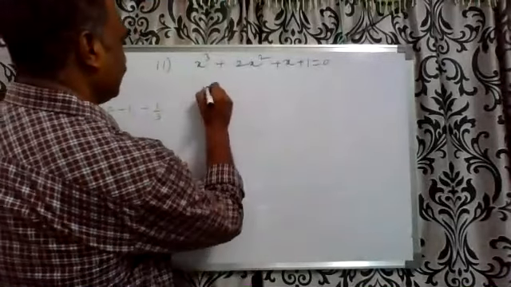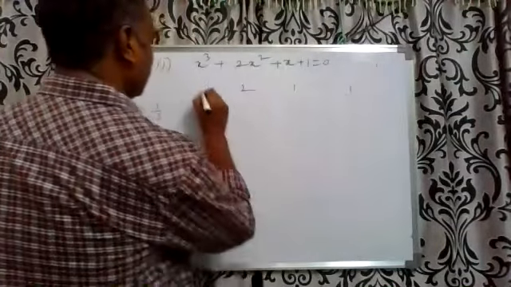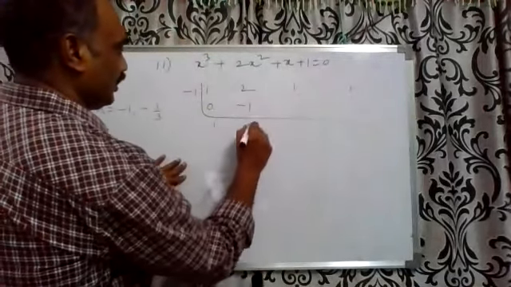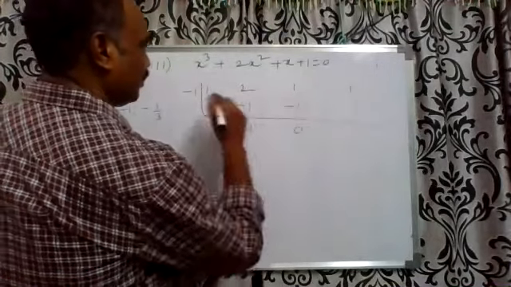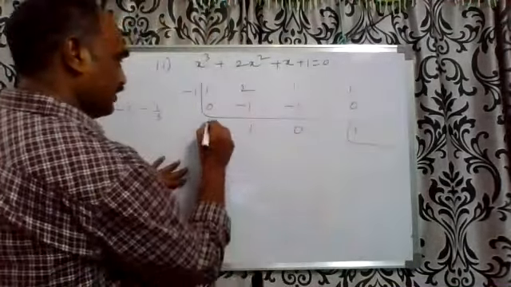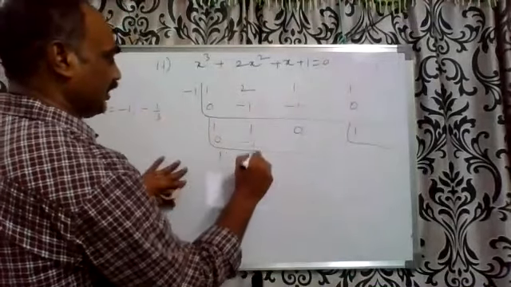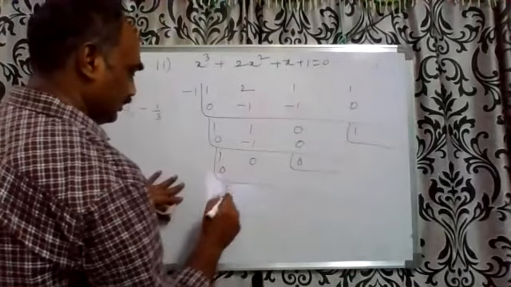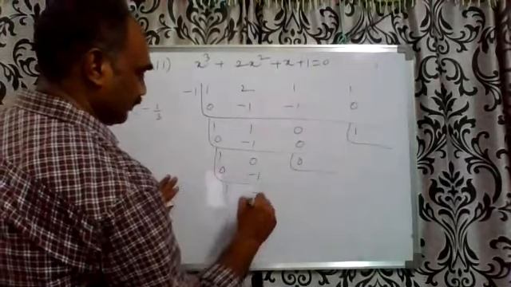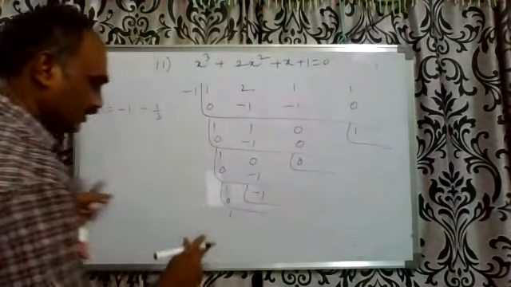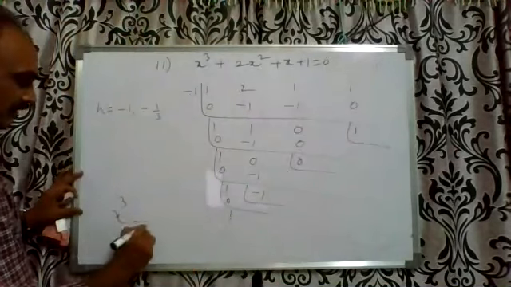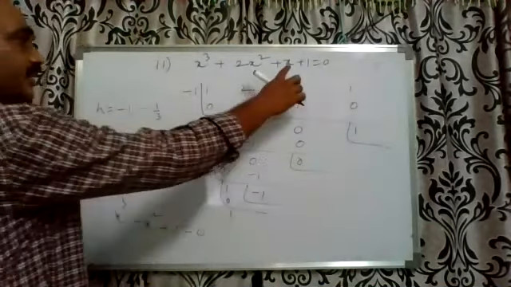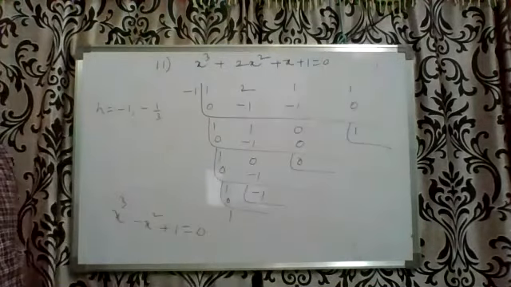Diminished by minus 1: 1, 2, 1, 1. So diminished by minus 1, 0, 1. 1 into minus 1, minus 1. Here 1, 1 into minus 1, minus 1, 0, 0 into minus 1, 0, 1. Next again 0, 1, 1 into minus 1, minus 1, 0, 1. x to the power of 3 minus x square plus 0 into x plus 1 is equal to 0. So the third highest power is x, no x term.